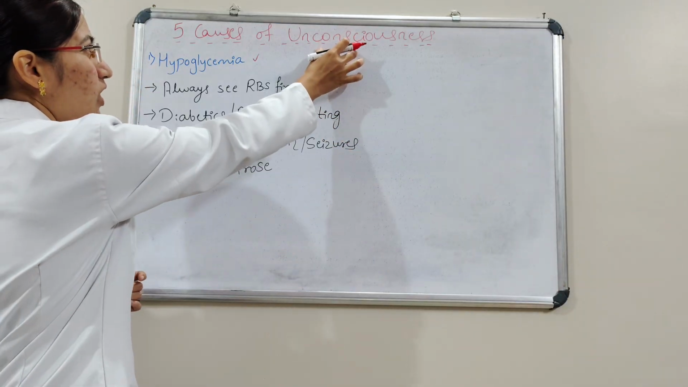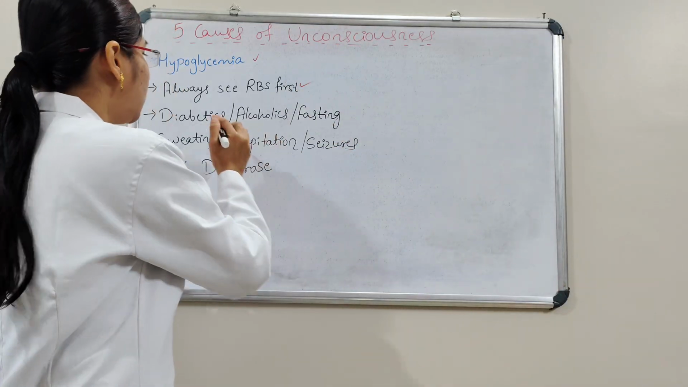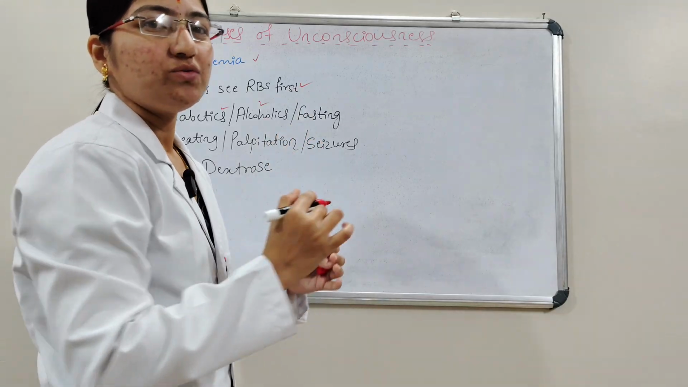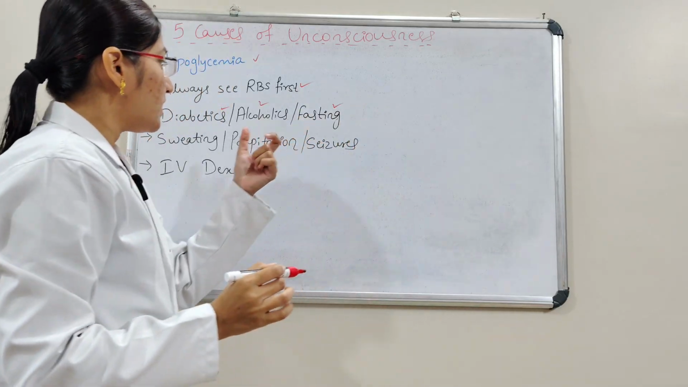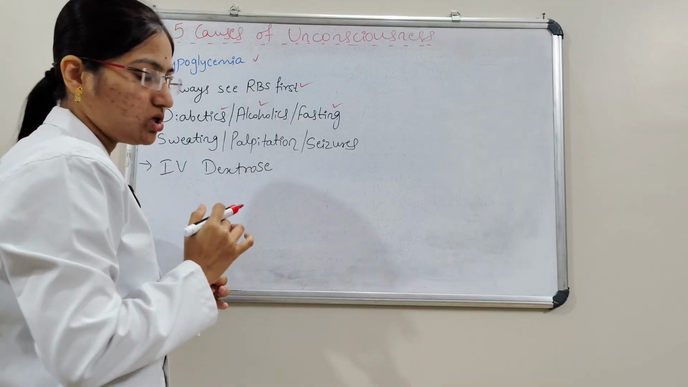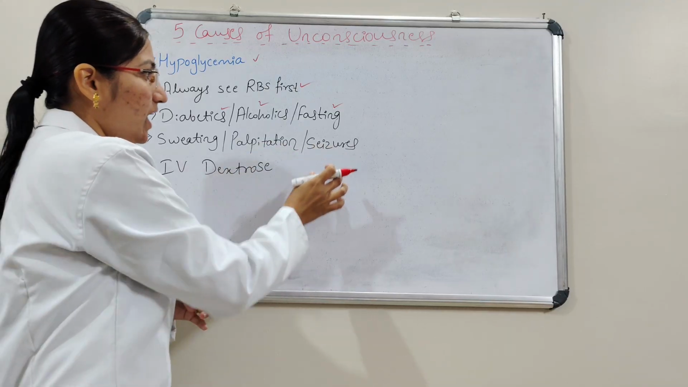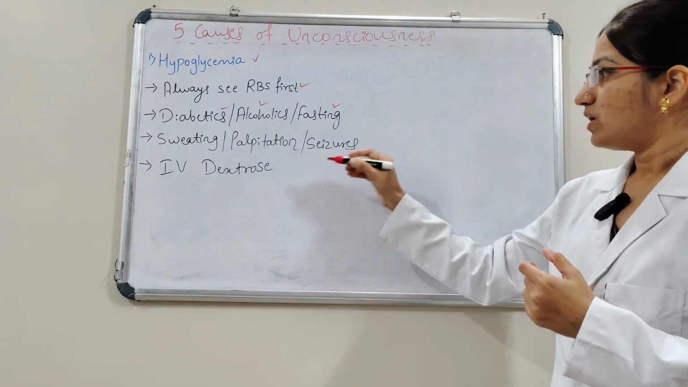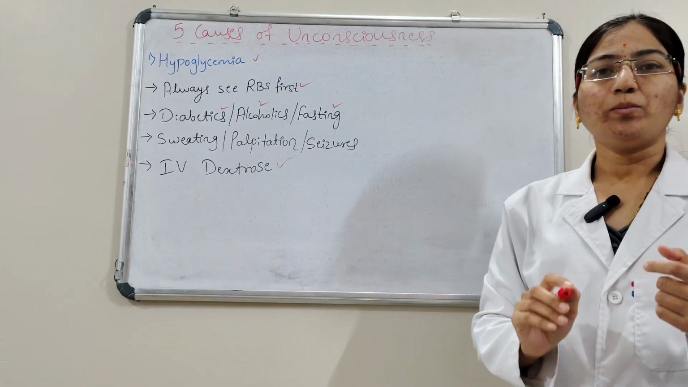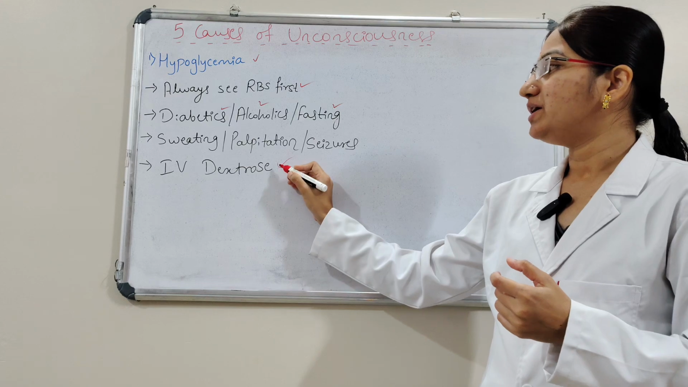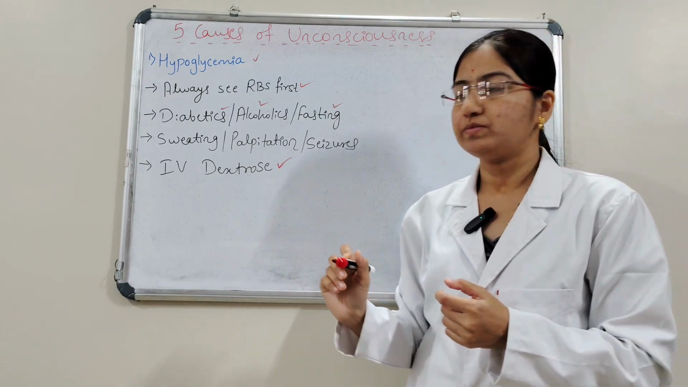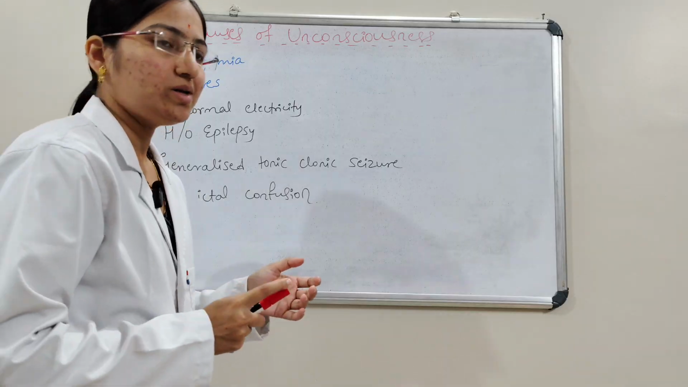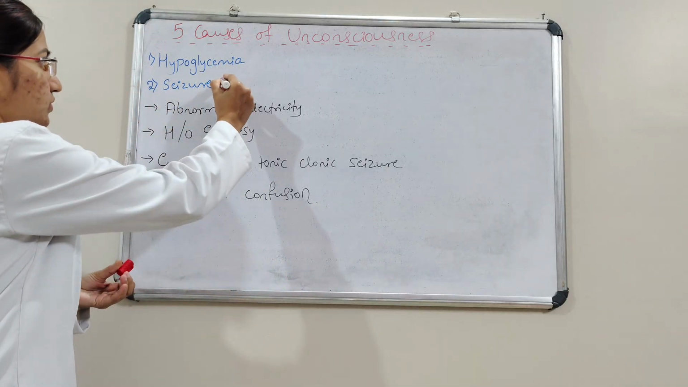And this unconsciousness is more common in patients who are diabetic, alcoholics, and also those who are fasting. We can see the symptoms here: sweating, palpitation, and then seizures. As I have said already, it's very easy to manage. You can give IV dextrose. This is about hypoglycemia.